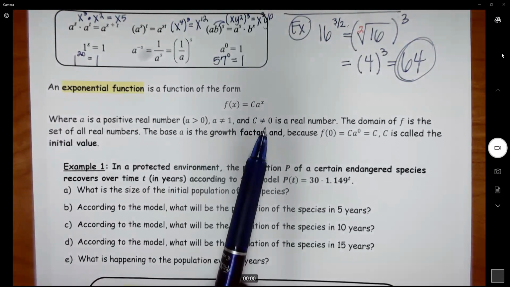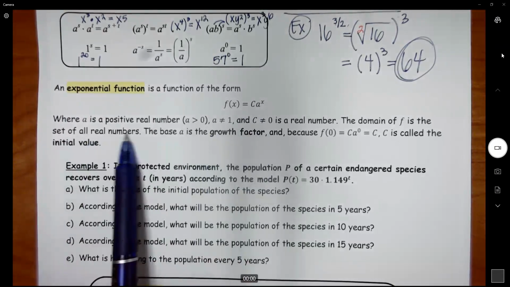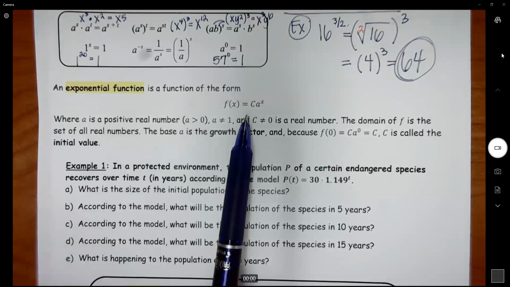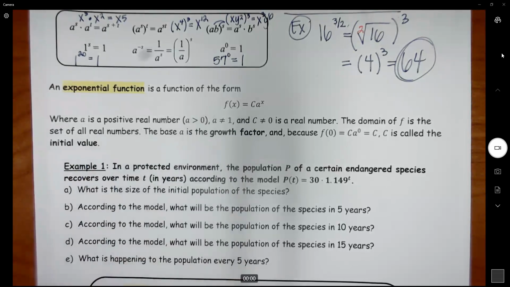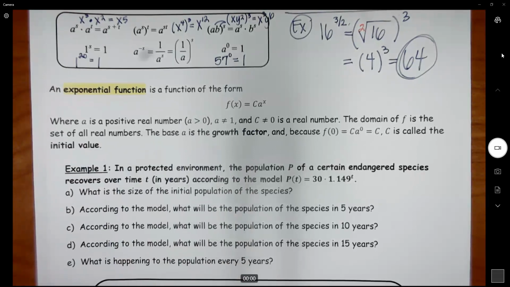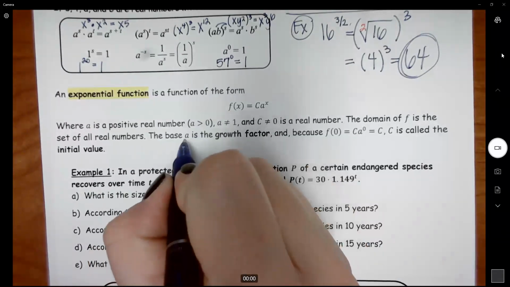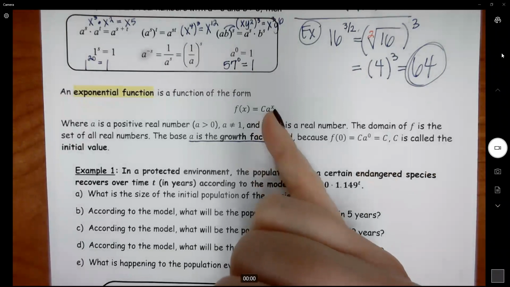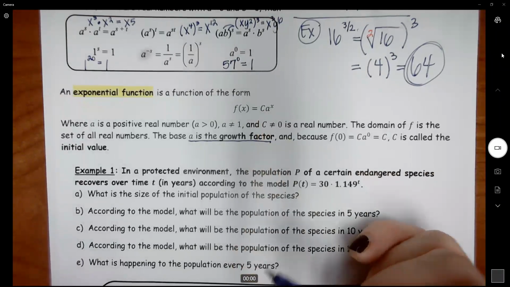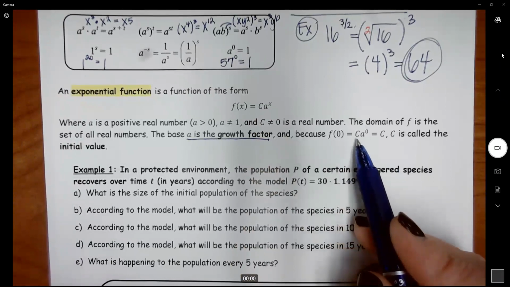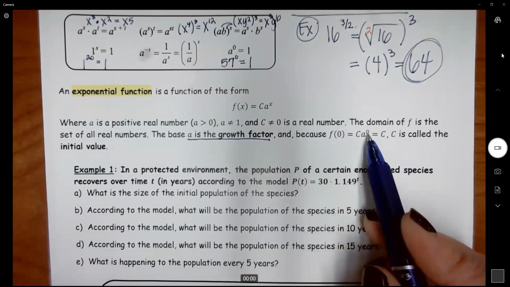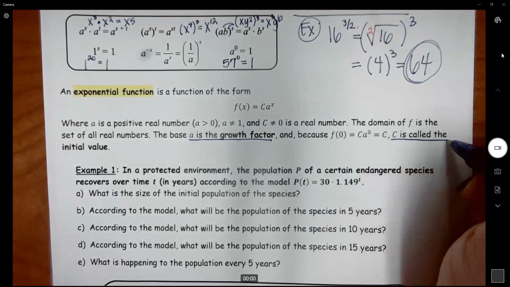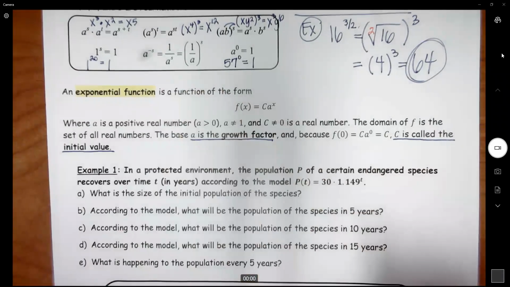Okay. The domain of f is all real numbers, and that's going to come into play as we start graphing. The domain of your exponential functions are all real numbers. The base a is the growth factor. So a is whatever is attached to that exponent. Because f of 0 equals c times a to the 0. A to the 0 is 1, so it just equals c, which means that c is the initial value.